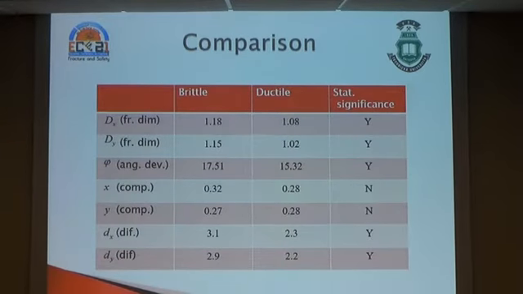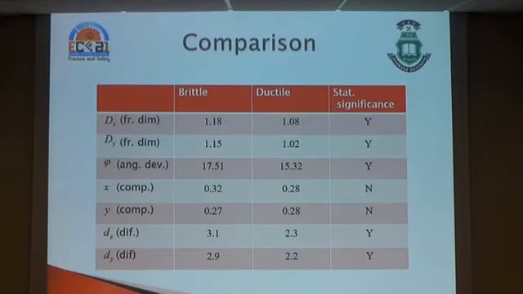Okay, so mostly we can say that there is some statistical significance, not on the xy component, but in other ways. For example, the x in brittle fracture is significantly higher than in the ductile fracture area. It's not a great difference, but it's still statistically significant. Okay, and now I will speak about the identification.